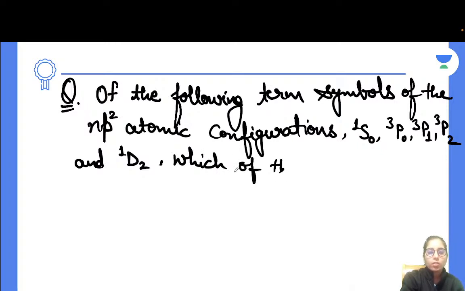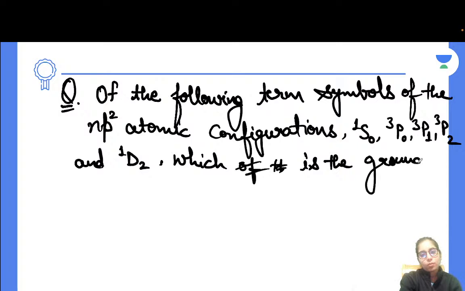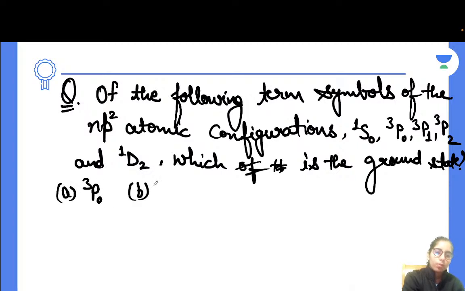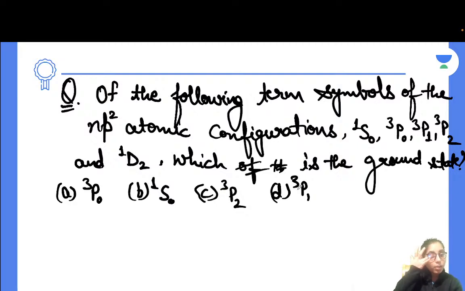Which is the ground state? That's the question. Options are 3P0, 1S0, 3P2, 3P1. These are the different options we are having. You can start working on it and let me know what is the right answer you will have according to this given question. If you will not be getting it, I'll be helping you in that case.